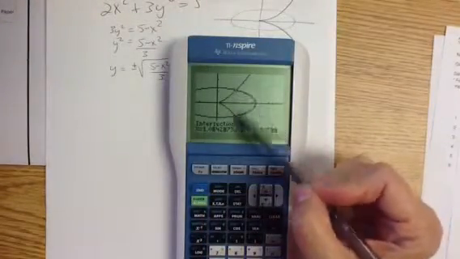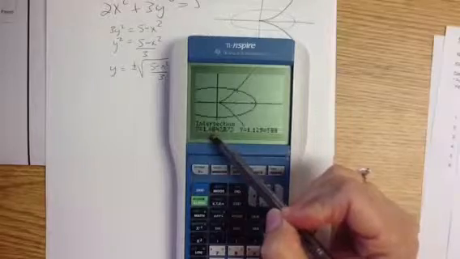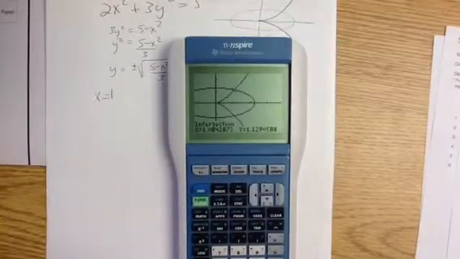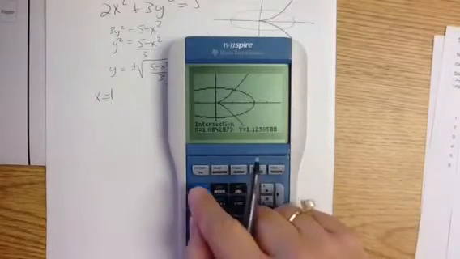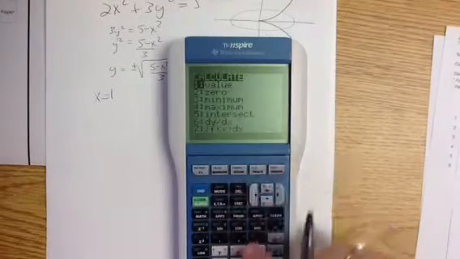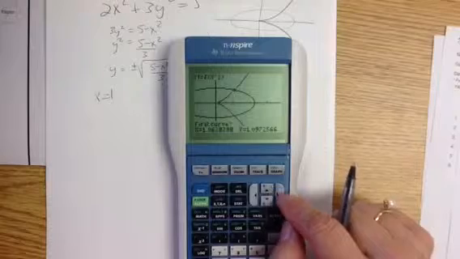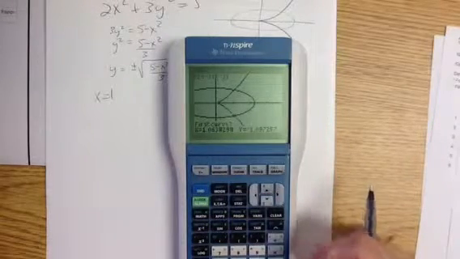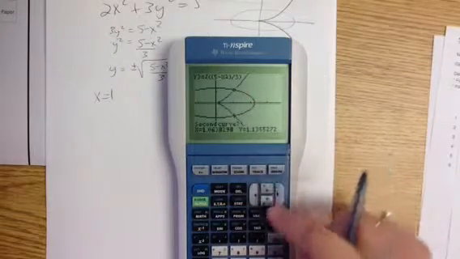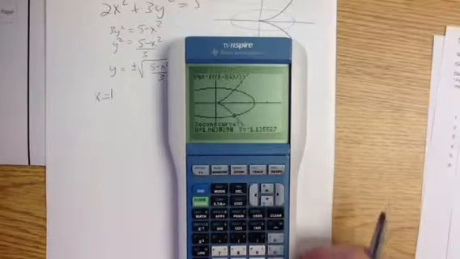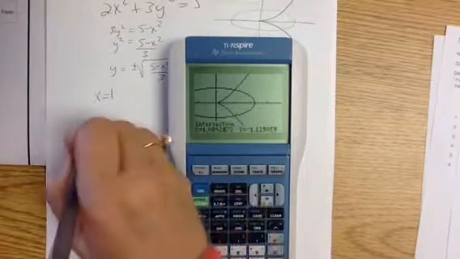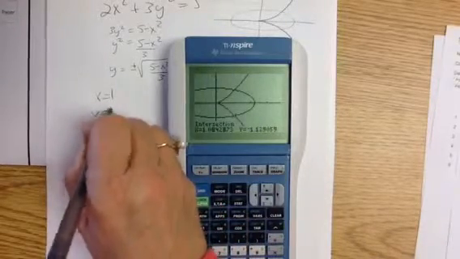I calculated the intersection and it is at about 1. So I'm going to call it x equals 1. I think it's a pixel issue. Second calc, intersect. I need to go to another curve, which is down here. Enter. In my second curve, I don't want the top one, so I'm going to go to the bottom one, hit enter again, and guess, and I get the same point, x equals 1 something.